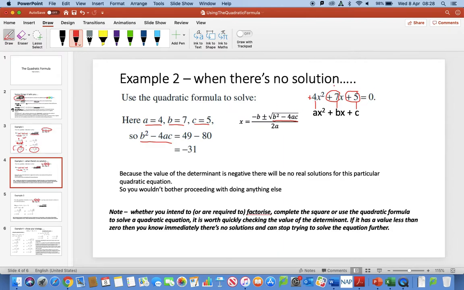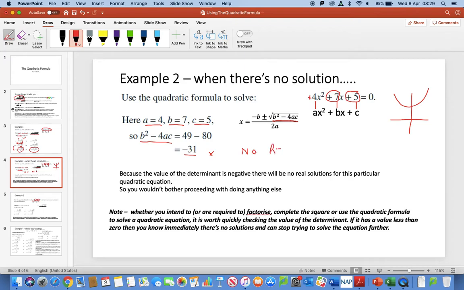And there are situations where quadratic equations don't have a solution, because if you graph that quadratic equation, it would not cross the x-axis. So obviously that means that there'd be no solution. And we're going to look at that further next term. So because it's negative, that's it. Can't solve it. So we don't need to proceed any further, and we'd just say something like no real solutions.